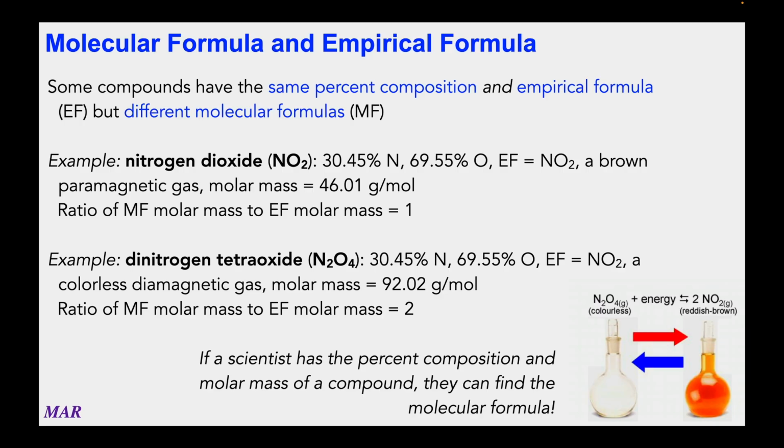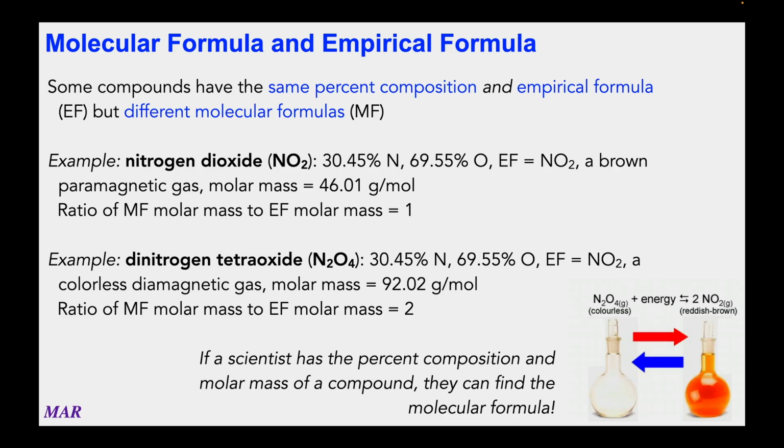Now, one example of this is nitrogen dioxide compared to dinitrogen tetraoxide, NO2 to N2O4. And NO2 is a brown paramagnetic gas. It's very, very deadly, and it's something you don't want to mess around with. On the screen down there, the picture in the lower right, the brown container is NO2, and that's really nasty stuff. N2O4 is another compound. It's a colorless gas. It's diamagnetic.